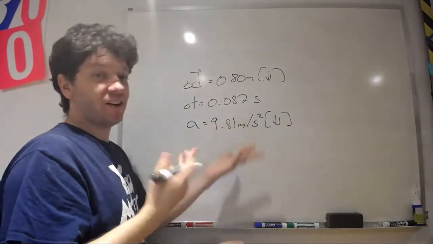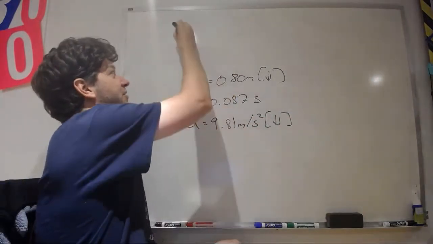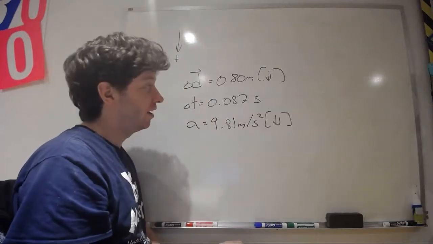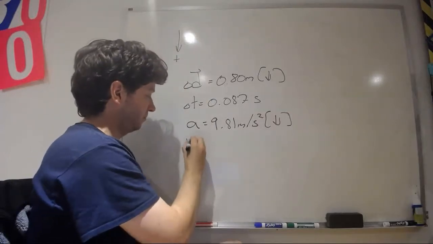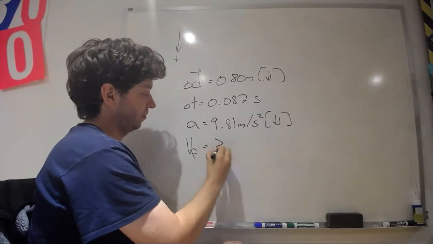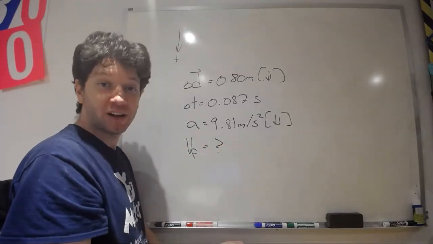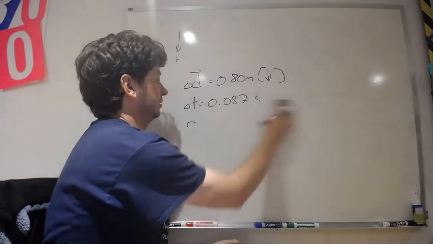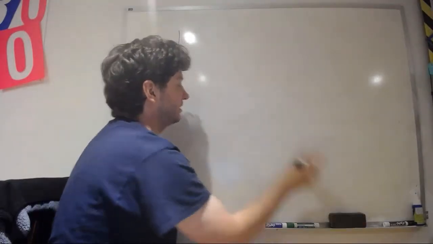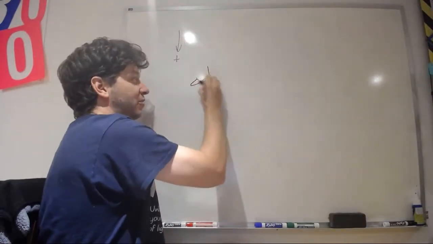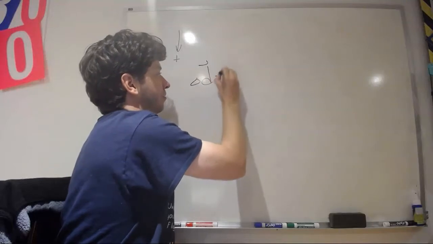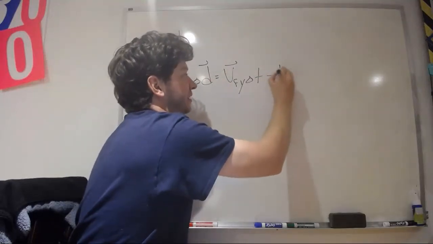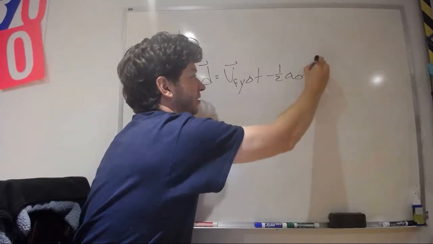Now, since all our vectors are down, it's going to be easier if I just make our down direction our positive direction. And now we need an equation that does not have initial velocity in it, and then we can solve for final velocity. So our equation is going to be this one. If you look at your five equations for motion, d equals v final delta t minus a half a delta t squared.